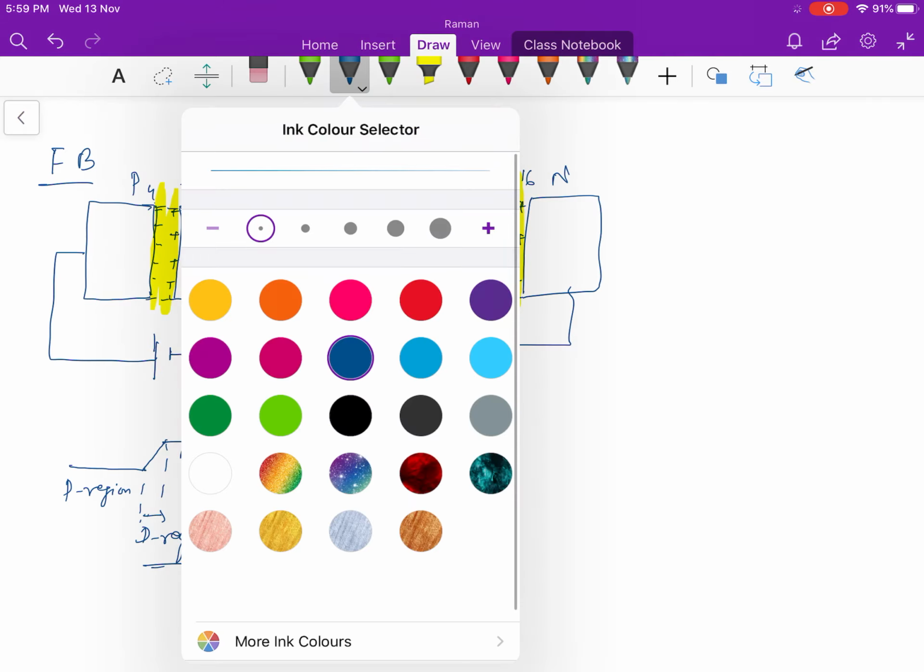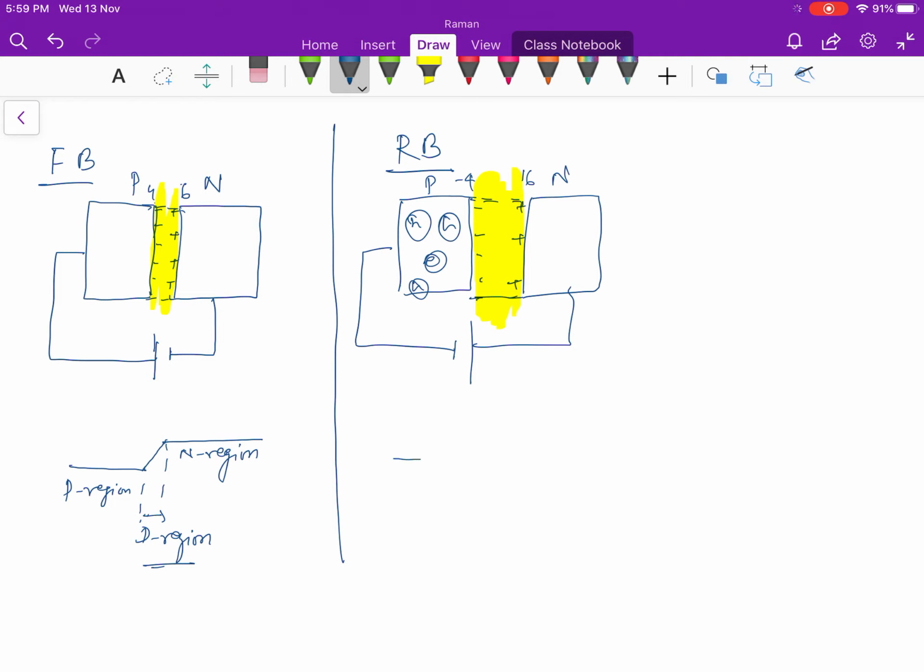As the width of the depletion region increases, in the P region the potential is constant. Again the width of the depletion region increases, that is, the barrier potential increases. Again in the N region the potential is constant. This is the N region in which potential is constant, this is the P region, and this is your depletion region. From this point to this point, this potential difference is called barrier potential.